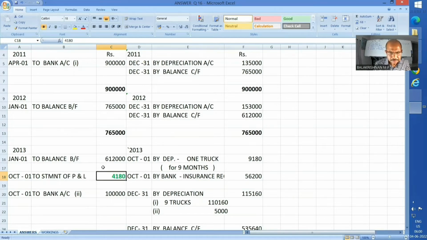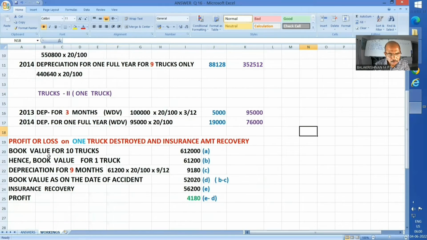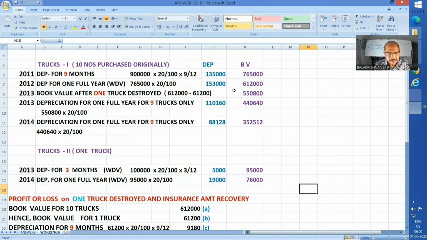Well, in this year, what happened? An accident. One of the trucks, one among the 10, has been lost. Yes, how have I handled it? See that? Book value of 10 trucks, 6,12,000. How did you get that? Yes, I find that: yesterday's book value, today morning's book value.